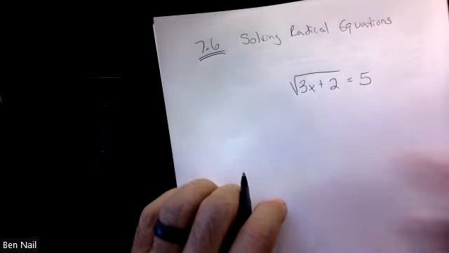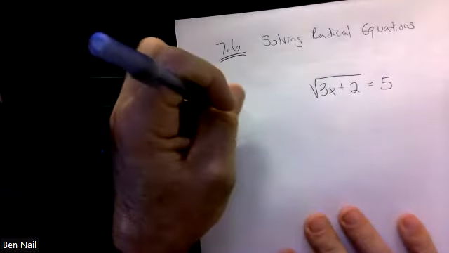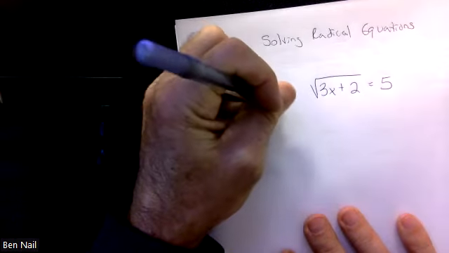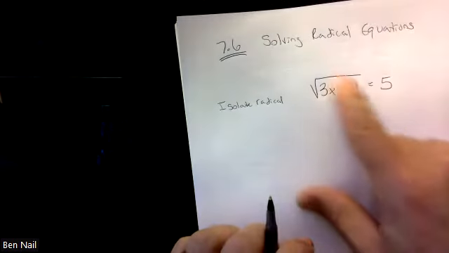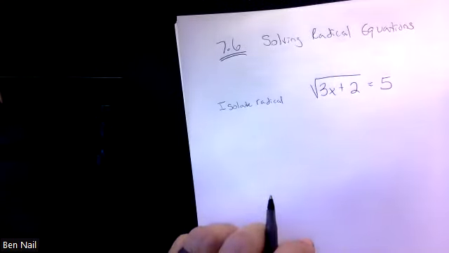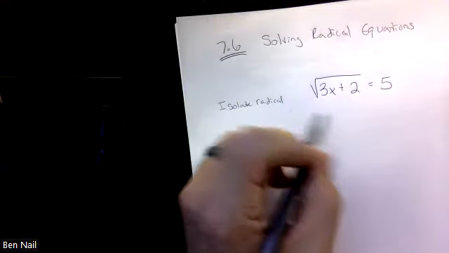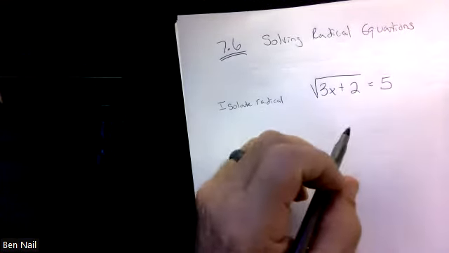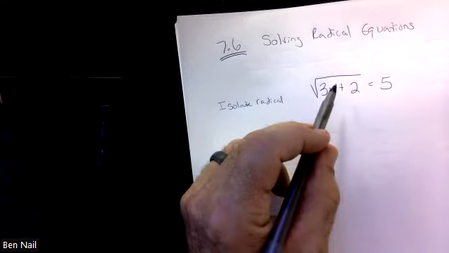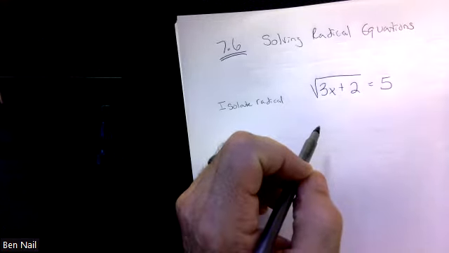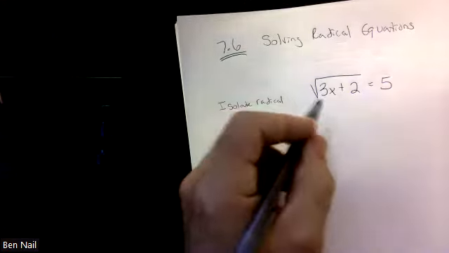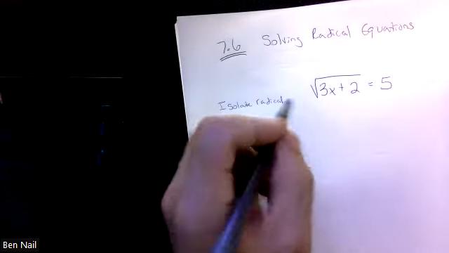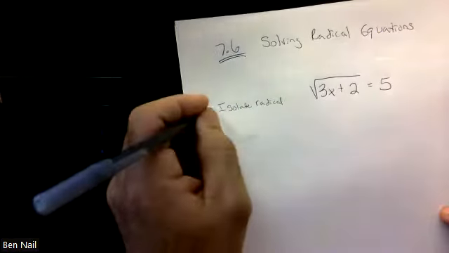To solve a radical equation, the first thing you want to do is isolate the radical. So anything going on outside of this radical, you want to get rid of it. If you're adding something, you need to subtract it or add the opposite. If you're multiplying something, you need to divide to get rid of it. You need to get this radical piece by itself. In this case, we've already got that. The square root of 3x plus 2 equals 5. This square root of 3x plus 2 is by itself. Nothing's going on outside. That part's done.